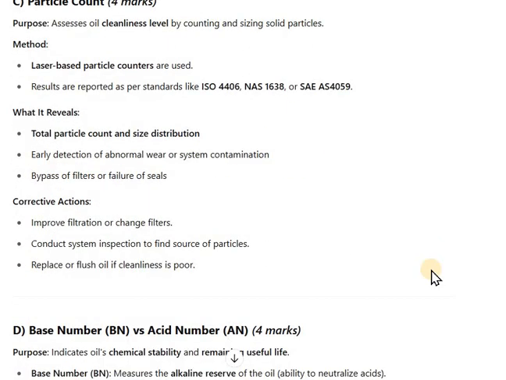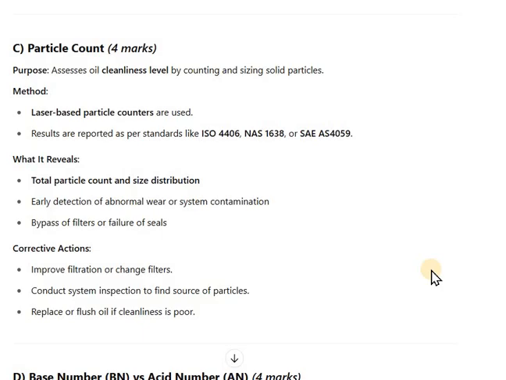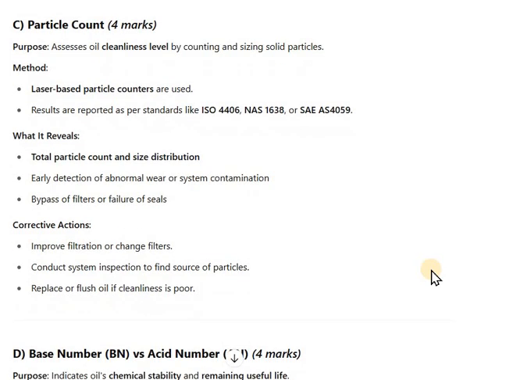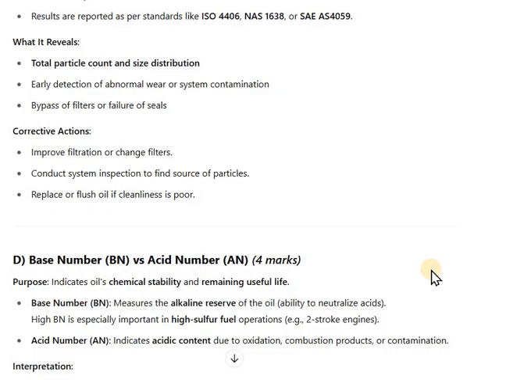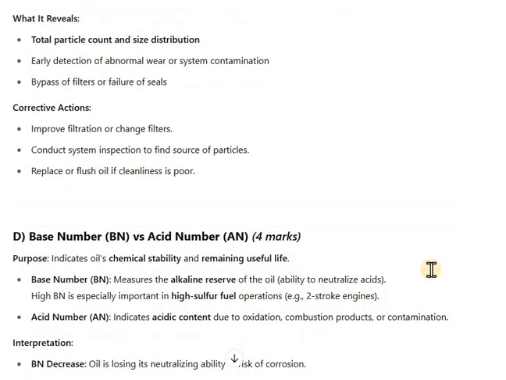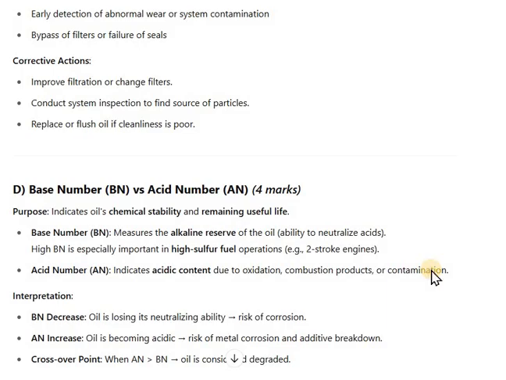Now coming to the particle count, it assesses oil cleanliness levels by counting and sizing the solid particles. Laser-based particle counters are used. Results are reported as per standard, that is ISO 4406, and also the very famous SAE AS 4059. What it reveals: total particle counts and size distribution, early detection of abnormal wear, and system contamination. Bypass of filters or failure of seals can also be understood through the particle count. Corrective action would be to improve your filtration systems, conduct a system inspection to find the source of particles, and replace or flush the oil if cleanliness is poor.